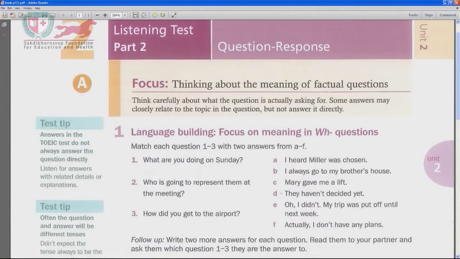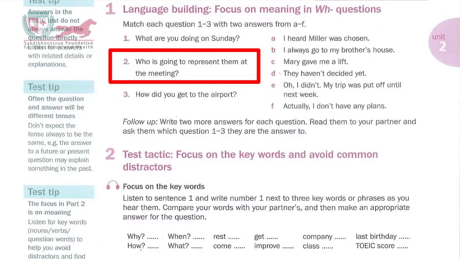Number 2. Who is going to represent them at the meeting? Now, do you understand represent? It's when one person or a small group goes for a large number of people and then takes the message back. Everybody got represent? You understand represent? Check in your dictionary. Okay. So, for question 2, who's going to represent them at the meeting?